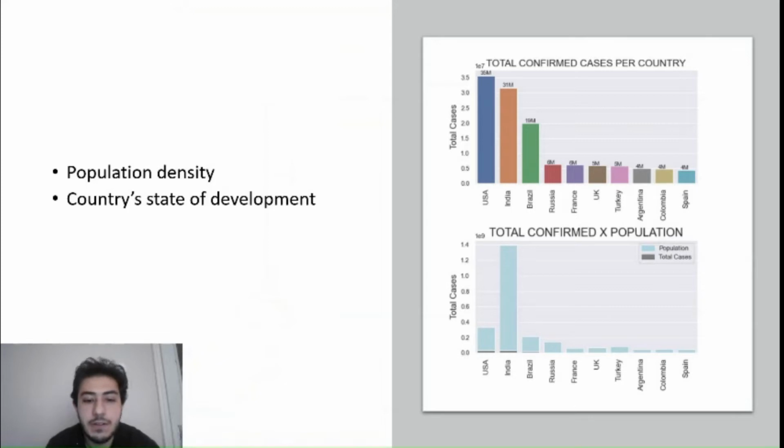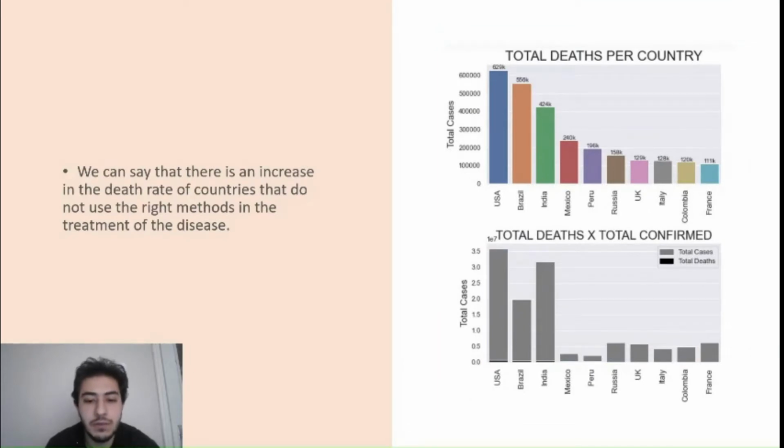We can see in the graph that America and India have a large number of cases. Population density and the development status of countries can be shown as the reason for this. Here we see the death tolls. Looking at the ratio, we can say that not every country is effective in combating the pandemic.